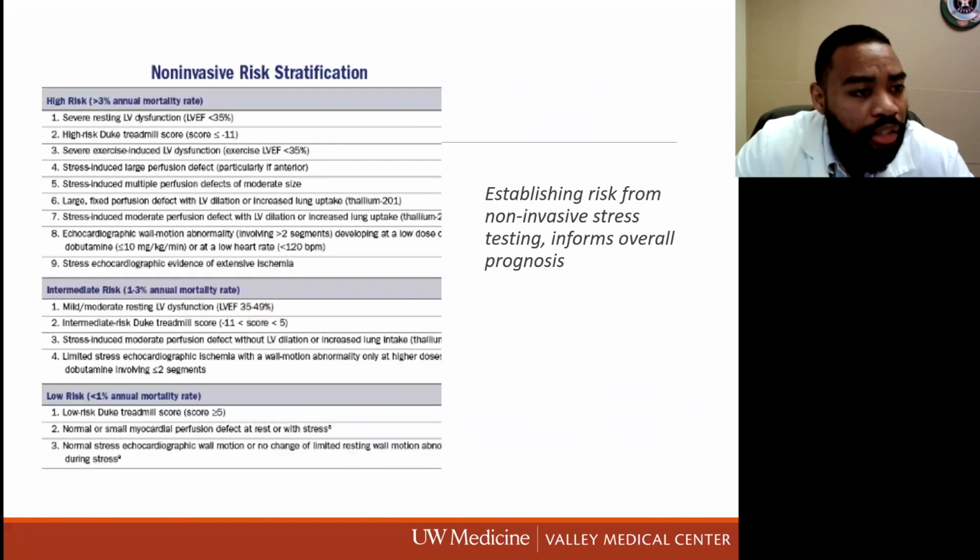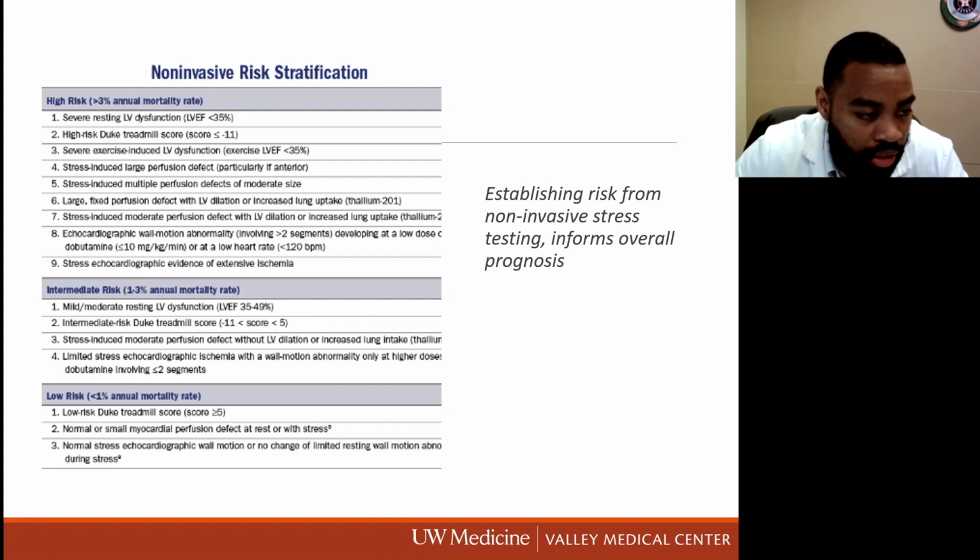So for non-invasive risk stratification, again here we see the high risk, low risk, and intermediate risk, the terciles of the stratification. On this slide, the most important thing to take away is what the high risk features are. So anyone who has a resting EF less than 35%, which is what we would consider a moderate decrement in systolic function, is considered high risk, or greater than 3% annual mortality rate. Along with that, again, as we had just discussed, is a high risk Duke treadmill score.